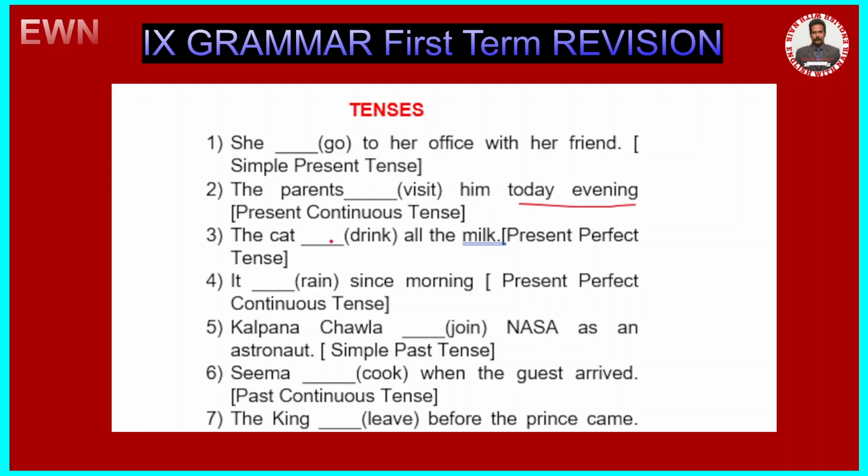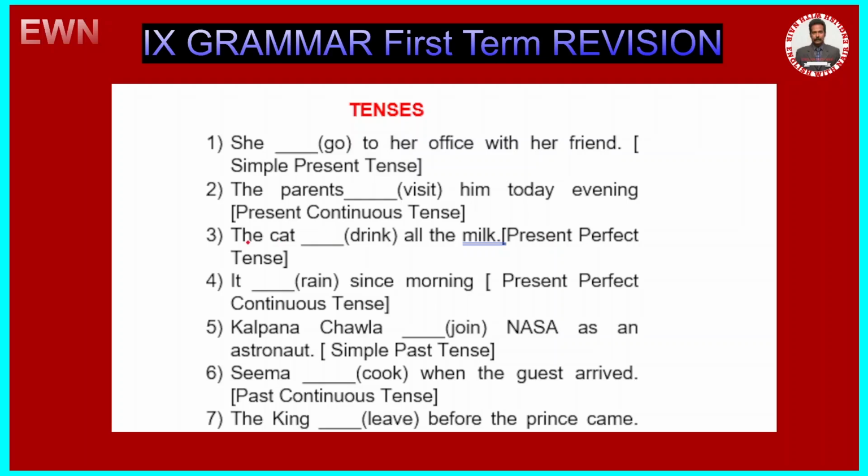The cat drink all the milk. Now here the time sense has not been shown. So something has happened, but we don't know when it happened, or the sentence doesn't convey that. At that time what you use is present perfect tense. So the cat has drunk all the milk. I repeat, the cat has drunk all the milk. We use present perfect tense here.